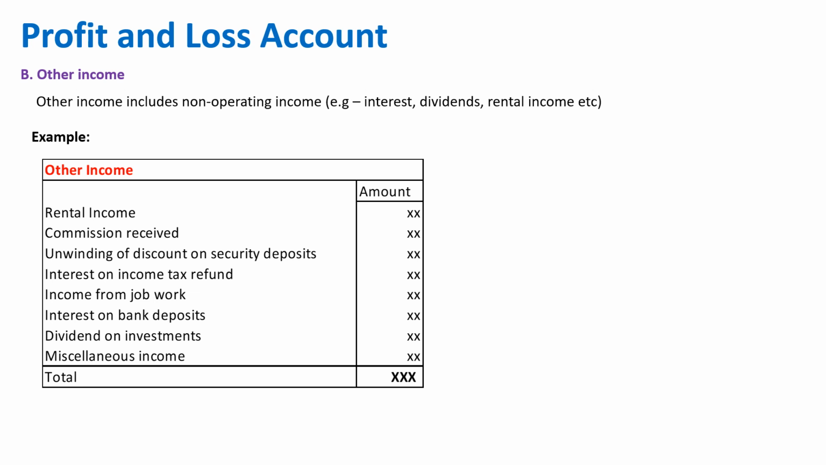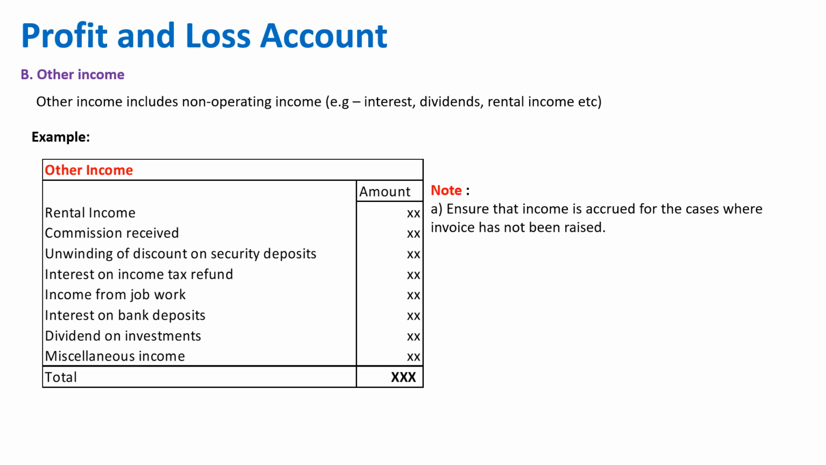Interest on income tax refund, income from job work, right? If the company is doing any job work, that means the customer is giving material and you are putting in your labor and doing the activity, then for that job work you have to raise an invoice and recognize the revenue under other income. Interest on bank deposits, dividend on investments, miscellaneous income, all this will be reported under other income. Few points to keep in mind.